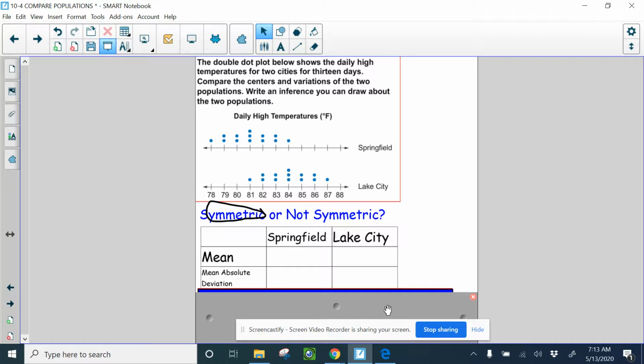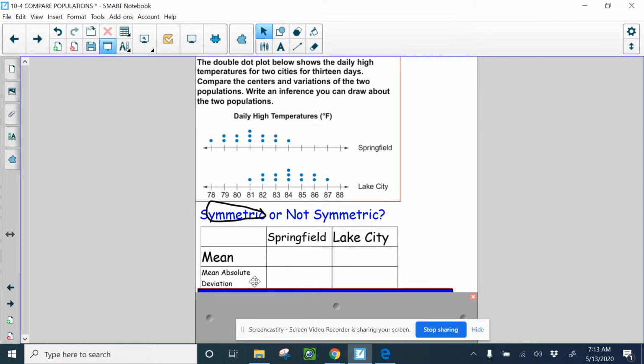Now, for purposes of time in the video, we are not going to go through all the stuff with the mean, but as we know, for the mean I would add together all the data and divide by how many points I had. So I would add 81 plus 82 plus 82 plus 83 plus 83 plus 84, 84, 84, 85, 85, 86, 86, and 87. I would add all of those together, and then divide by how many dots there were. I would do the same thing for Springfield and for Lake City.